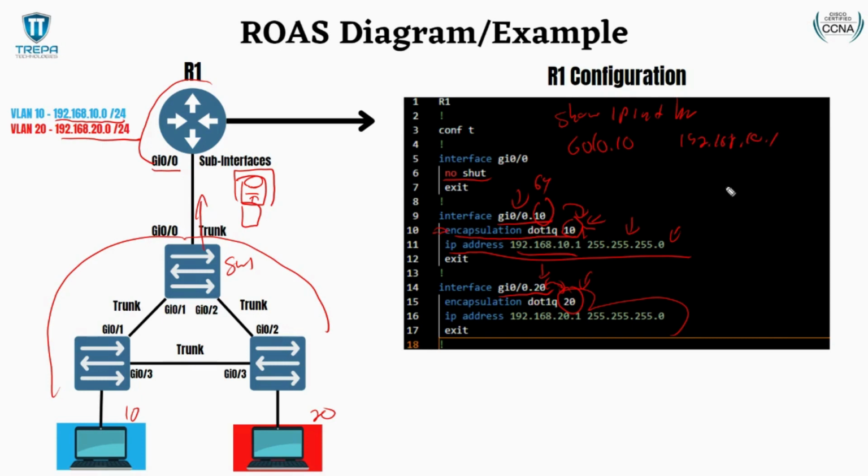When we do that show IP interface brief command, it just makes it a lot easier when we're quickly navigating our router or doing troubleshooting to have these sub-interfaces match the VLAN number or tag or ID that they're routing traffic for.